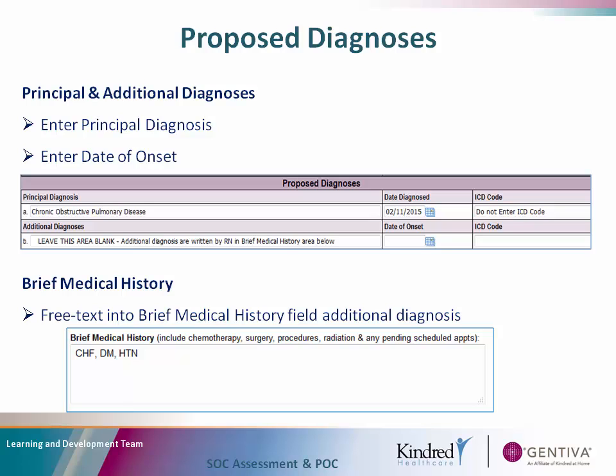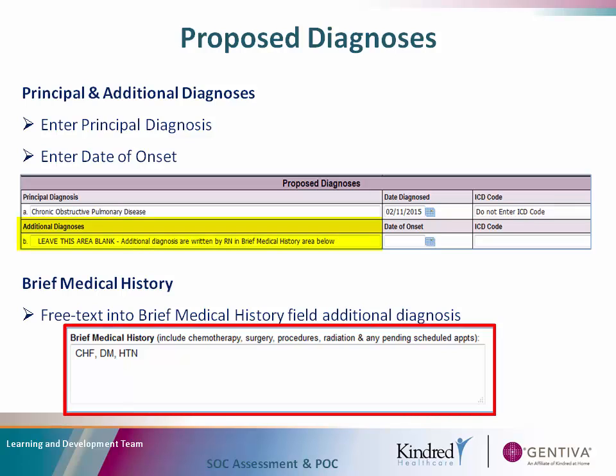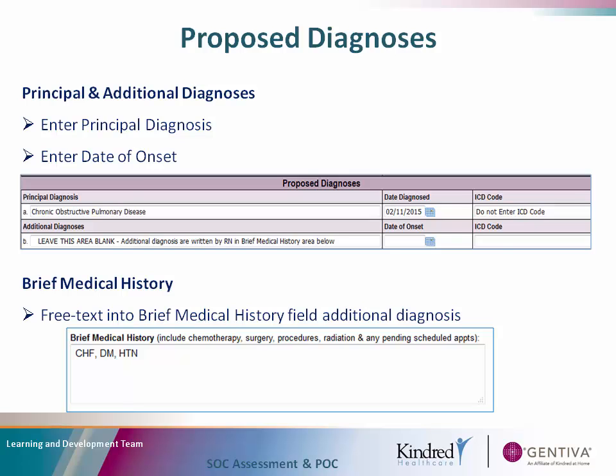The diagnosis list will flow from your assessment to the IDG POC, and the system will allow you to edit the diagnosis list on the IDG POC at the IDG meeting. The hospice physician reviews the diagnosis at the time of the first meeting after the patient is admitted and determines relatedness at that time. This process hasn't changed. Where the diagnoses are documented has changed. For the additional diagnosis, free text into the brief medical history field additional diagnosis.